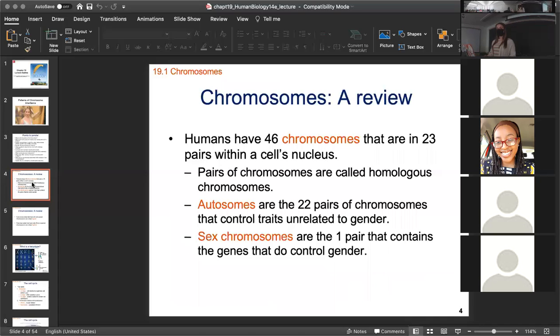So in that location, on the 23rd pair, you'll either see an X, a Y, an XX, or we're going to talk about some disorders or some things that are a little bit more rare, where maybe there'll be 3 X's, or maybe there'll just be 1 X, or maybe there'll just be a Y. But there's other disorders in that location that may lead to a genetic disease or disorder. But most of the time in a normal individual, you'll see an XX or an XY.